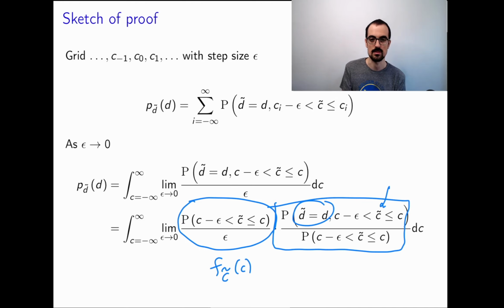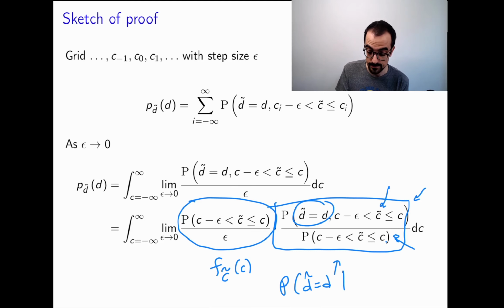This is just the density of the random variable. By definition, the density is the probability that you're in these intervals divided by the length of the interval. And here we have the probability that D is equal to d conditioned on, okay, here there's the intersection divided by the probability that the continuous random variable is in each of these small intervals. So we get the probability of the discrete random variable being equal to D conditioned on C being in this small interval. And that is exactly, by definition, just the conditional PMF.